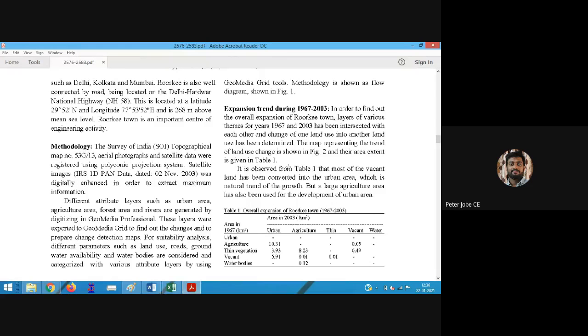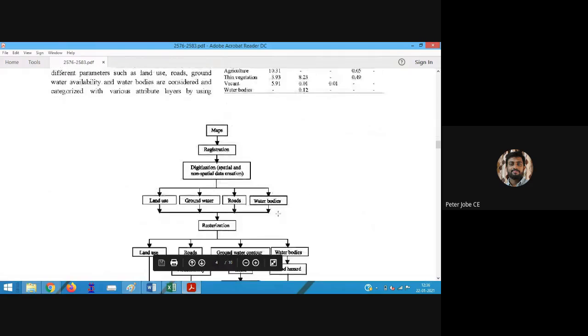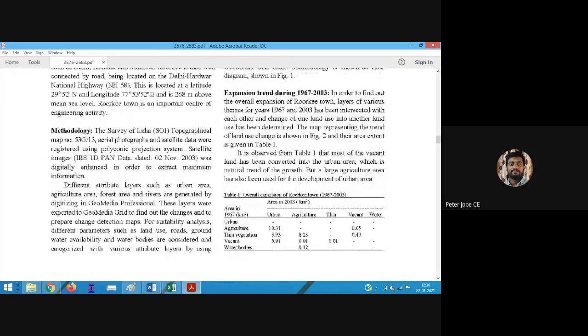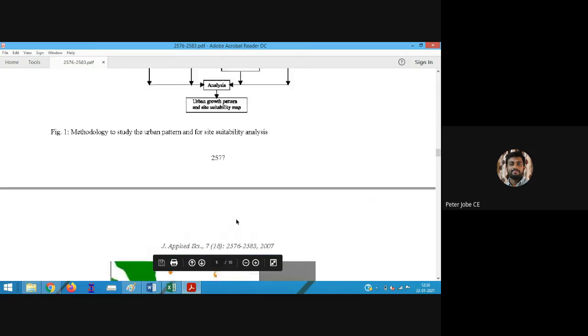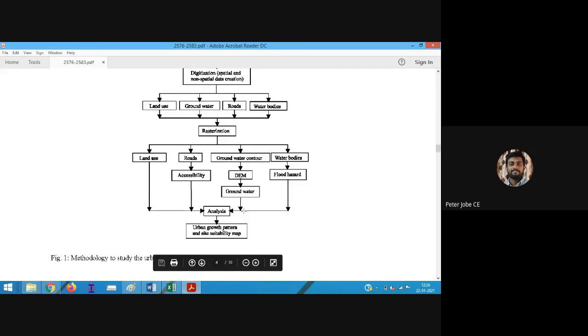The map represents the trend of land use changes shown in figure 2, and the area extent is given in table 1. So there we can see figure 2 and figure 3. So you can see how the land use areas have been represented, though the figure is not as clear as we expect. You can see how the land use pattern has changed over the years. So yeah, the figure is not so clear. So this is the methodology.